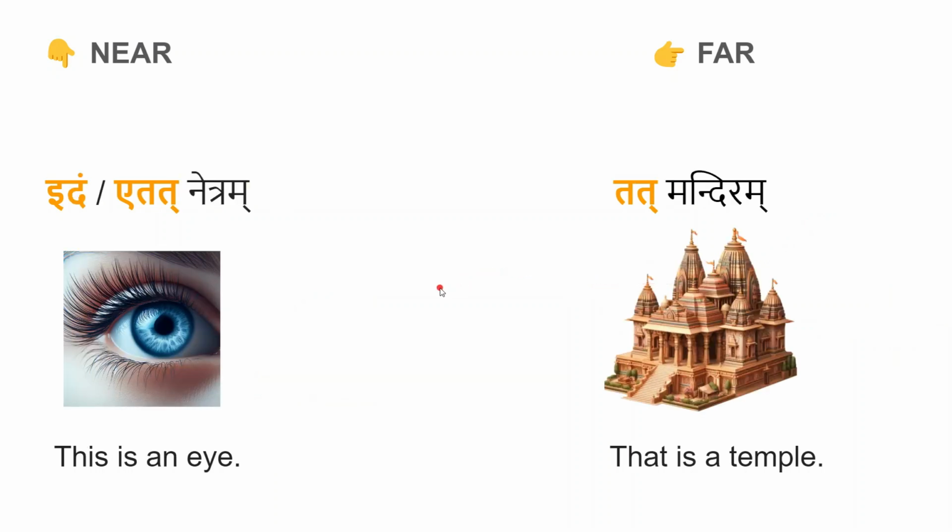Alright, let us look into one last example. This is an eye, okay? It's with me, right? Idam netram. Netram is eye. Or I can say etat netram. This is an eye. And that's the temple. Temple, mandiram. So tat mandiram.